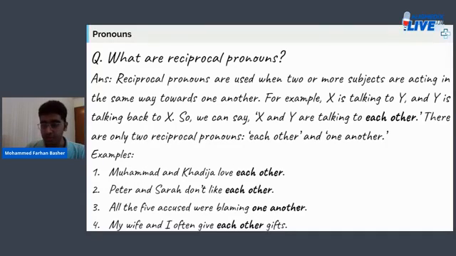Okay, all the five accused were blaming one another, right? There are five people. The five people are all accused of doing something wrong. But what they are doing is they're taking the same action of accusing. And who are they accusing? They're accusing one another, right? Among themselves. So they're accusing one another. My wife and I often give each other gifts. I gift my wife, my wife gifts me, right? All right, so whenever you have two people doing the same thing towards each other, you say each other. But if there are more than two people, then you go with one another, all right?